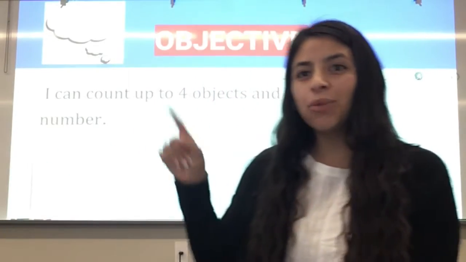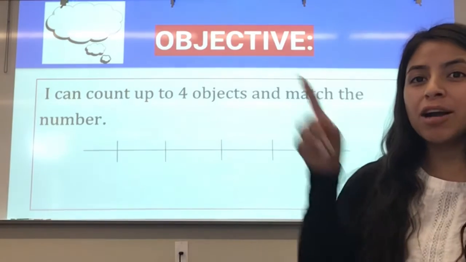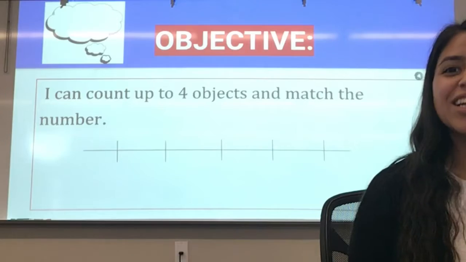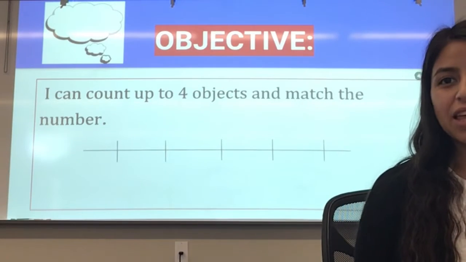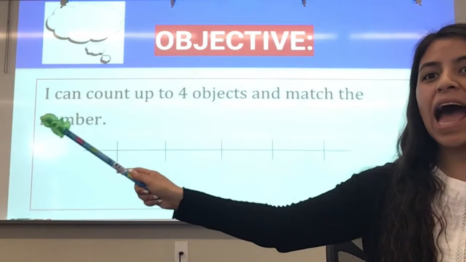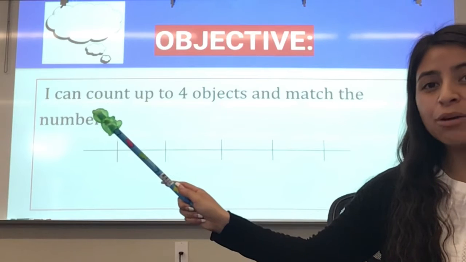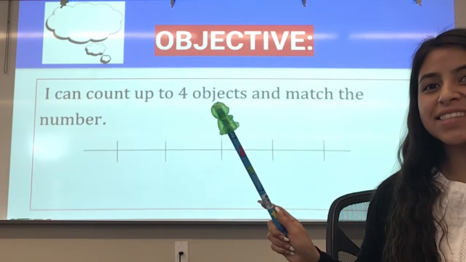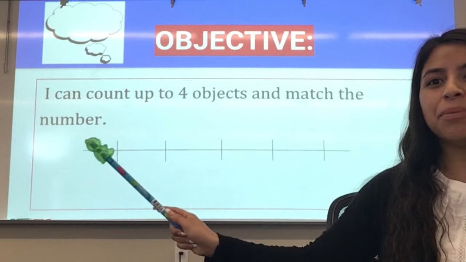First, we're going to begin with our objective. Remember, our objective tells us what we are going to learn. So let's go ahead and say our objective together. Ready? I can count up to 4 objects and match the number.